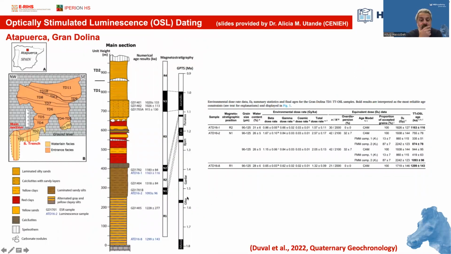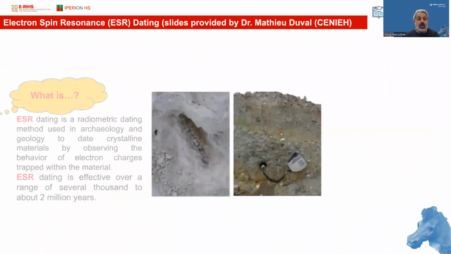Another example is Atapuerca Gran Dolina. This was done by Duval et al. This is also, as I mentioned before, in the PaleoMag. The blue ones again indicate the OSL techniques, and the bold dates are the results interpreted as the most reliable age constraints along this sequence.